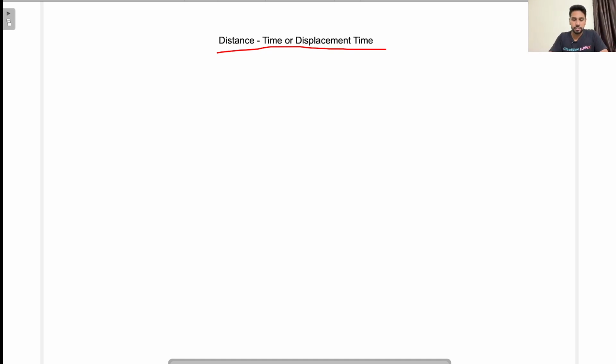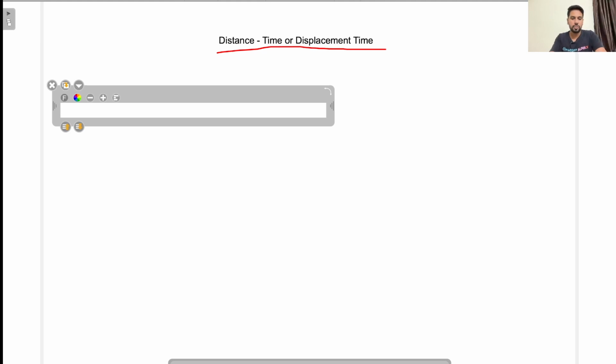First let me begin with my distance time graph, and the situation is this. A man starts from his home, goes to a shop which is somewhere around 500 meters away from the home. So he starts from home and goes to a shop which is 500 meters away.